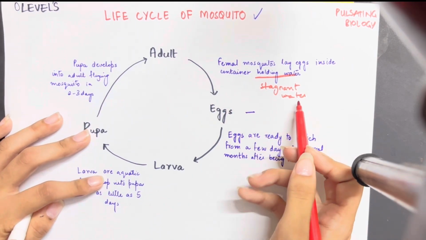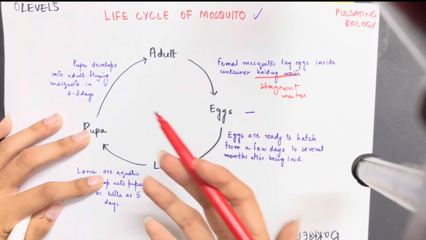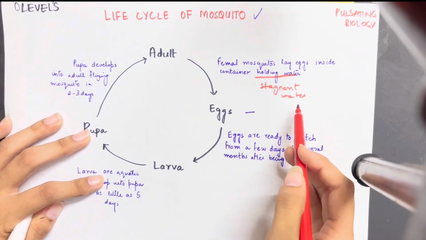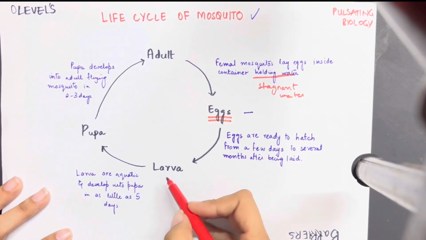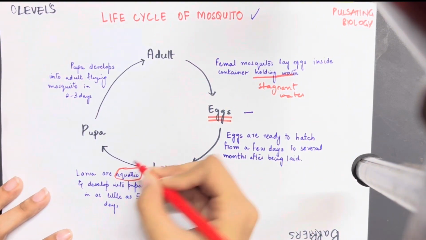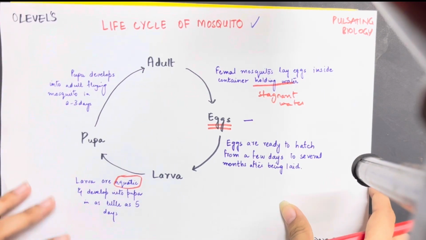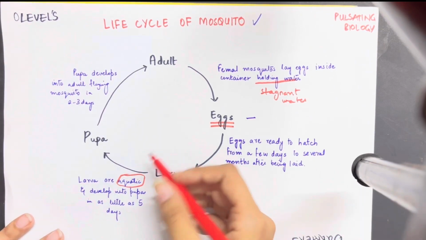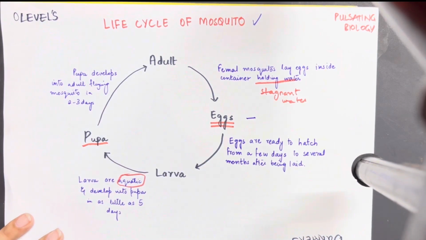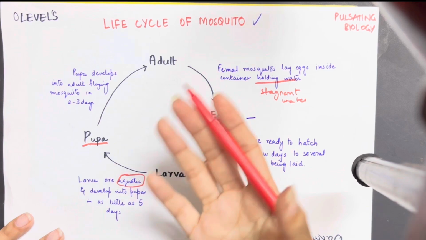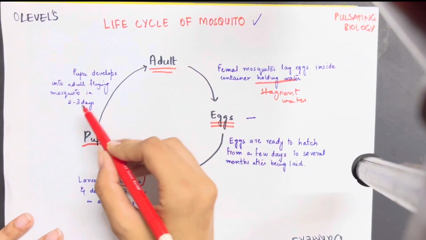So the female mosquito lays the eggs in the stagnant water, and after a few days those eggs become ready to hatch. Once the eggs hatch, they come to another stage termed the larva. The larva is aquatic, meaning that it lives mainly in the water. The eggs develop into the larva, and the larva develops within 5 days into the pupa. The pupa is the third stage, and from the pupa it develops into an adult, an individual mosquito, within 2 to 3 days.